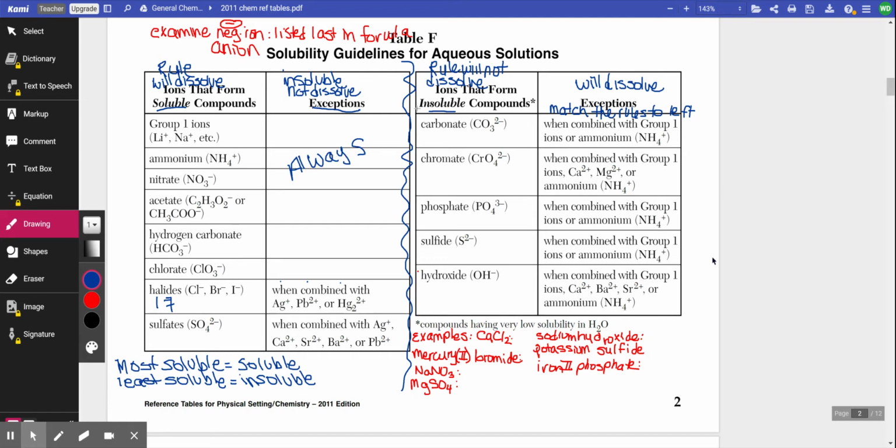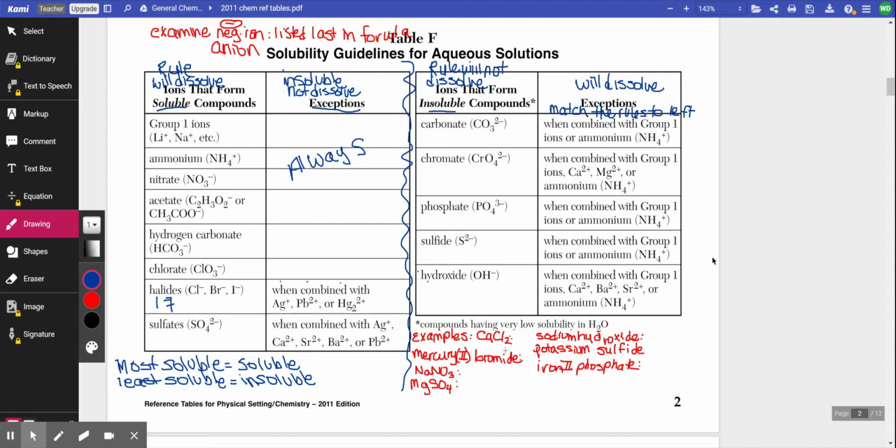So basically, what you're really going to be looking for, with the exception of group 1 or ammonium, is that all of the other ones are negatives, the anions. That's why I wrote down at the top that you want to do your anion first. So let's do some examples.